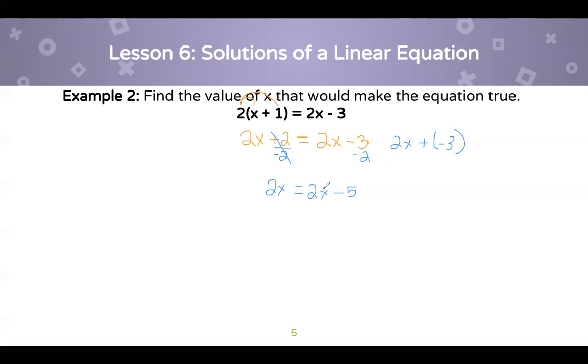Again, I want all my x's on one side of the equal sign. So I'm going to go ahead and move this over to here, right? So on one side of the equal sign, I'll have my x's, and on the other side, I'll have everything else. So since this is a positive 2x, I'm going to subtract 2x from this side, and I'm going to subtract 2x from this side. Well, now that leaves me with a problem, correct?